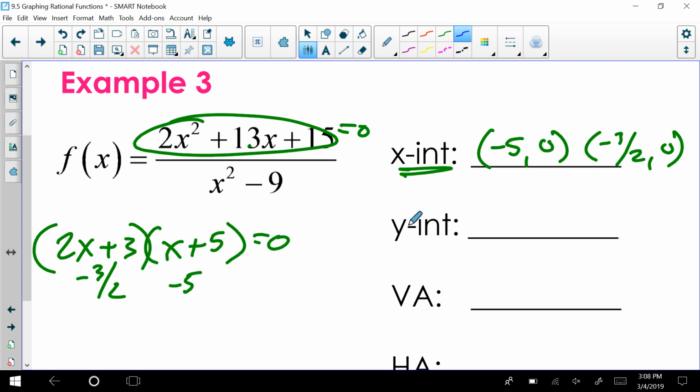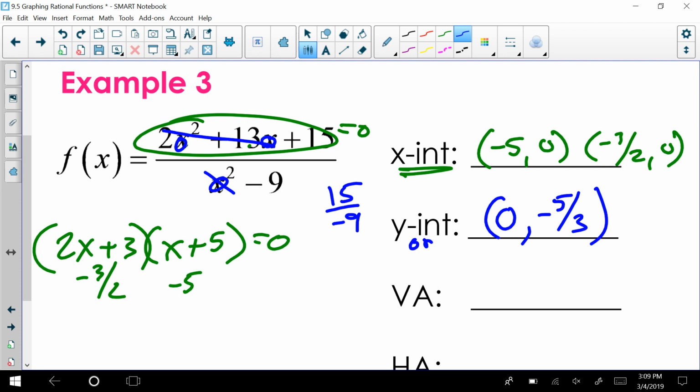The y-intercept, I'm plugging in 0 for my x. Well, that would make this a 0, and this is 0, and this is 0. Well, really, that just gets rid of this and this. So I have 15 over negative 9, which I think simplifies to 5 over 3, and it's negative. I should only have one of these. I can have multiple x-intercepts, but only one y-intercept.